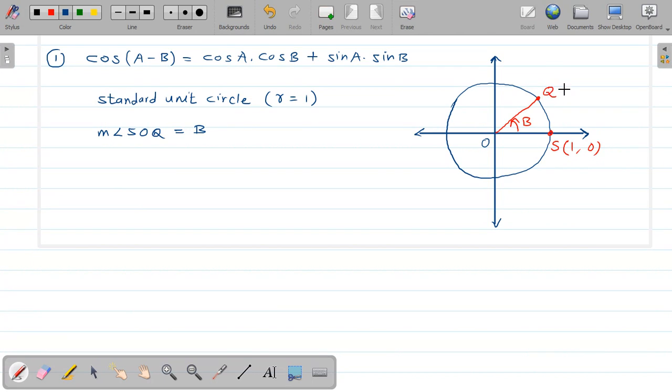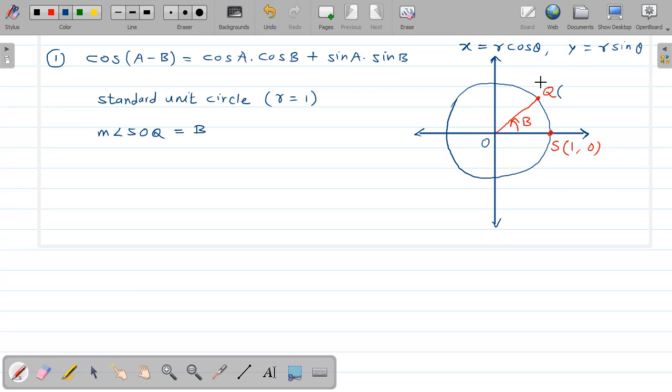Now with respect to this point Q, we get the angle B. Now as we know, for any point on the circumference of a circle, x means r cos theta and y means r sin theta. The x coordinate means r cos theta and y is equal to r sin theta. Here r is 1. Remember, here r is 1 and theta is here B.